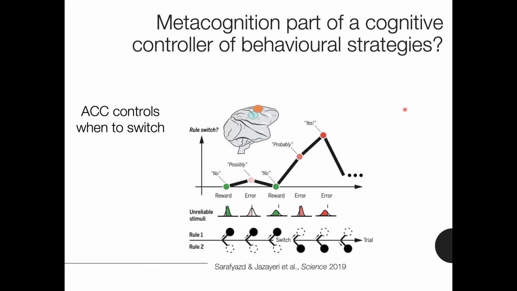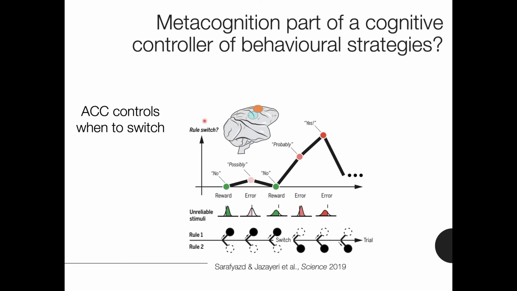And here is how metacognition, I think, to come back to it, comes into play. This is my current working hypothesis, and really also in terms of ideas, work in progress: that metacognition may be part of this cognitive controller for behavioral strategies. Again, there's this recent work in monkeys, in which the animals had to do some kind of arbitration between the source of noise, of errors. And they found that the anterior cingulate cortex controlled when the monkey should switch.